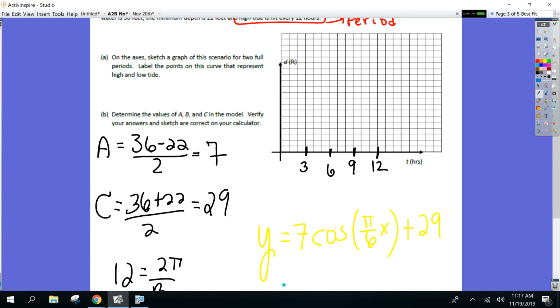Anybody? Mary? How many? 2 cycles. I don't know, could I fit more on there? Part A. Label the points on this axis. Sketch and graph this scenario for 2 full periods.